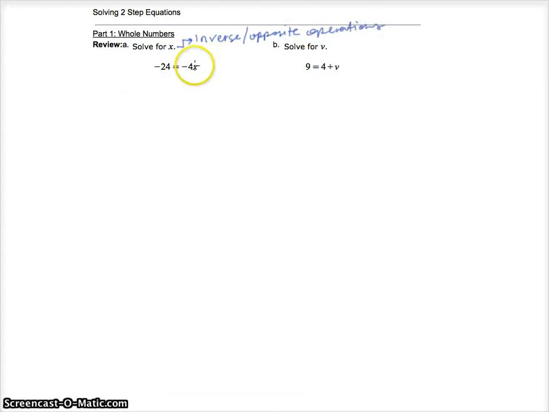Since this is negative 4 times x, I want to do the opposite of times, which is divide. So I'm going to put the divide sign here, negative 4. Remember that this is a fraction bar, which means to divide. Negative 24 divided by negative 4 is negative 6 equals x. Okay, so the inverse of multiply is divide, and vice versa.